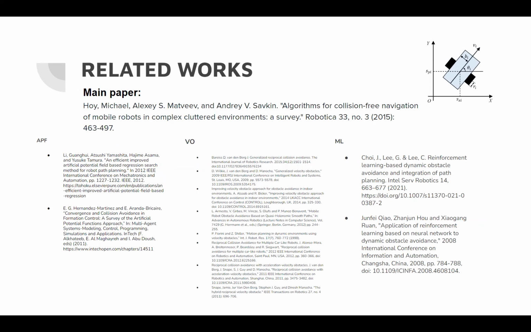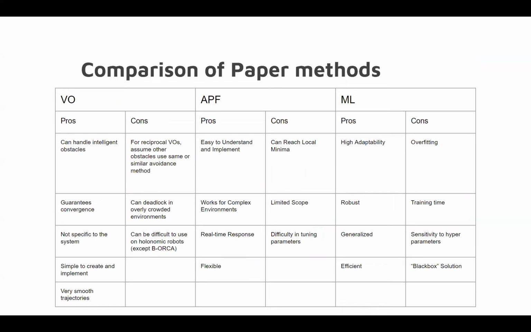So from the related works, we've reached the following conclusions between the algorithm groups. For VO, the pros are that it can handle intelligent obstacles, it guarantees convergence, they're not specific to the system, they're simple to create and implement, and they have very smooth trajectories. But the cons are for reciprocal velocity obstacles, you have to assume other obstacles use the same or similar avoidance method. They can deadlock in overly crowded environments and can be difficult to use on holonomic robots.